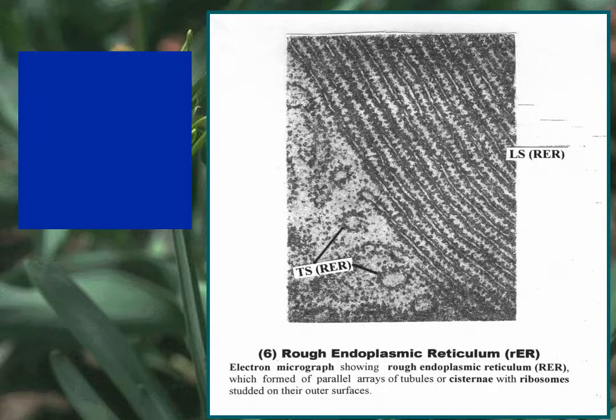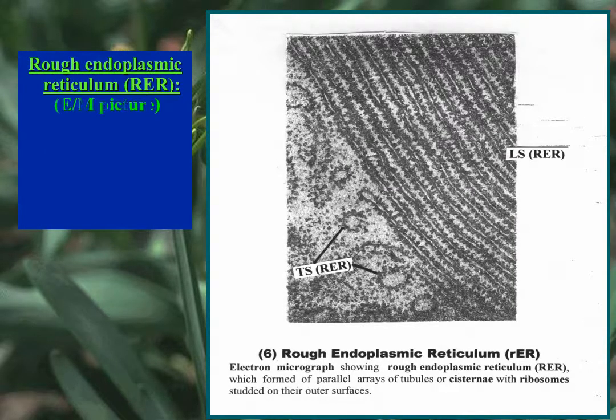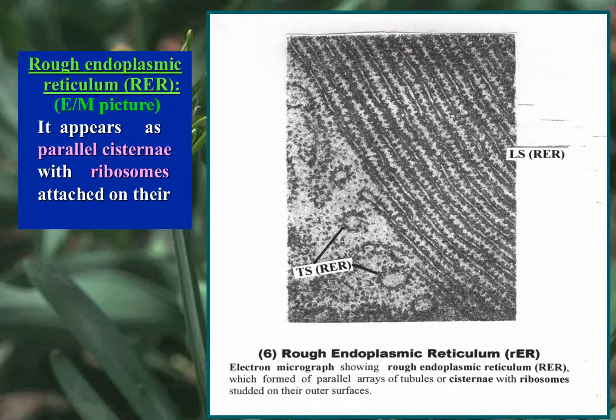Electron micrograph of rough endoplasmic reticulum. It appears as parallel cisternae with ribosomes attached to their outer surfaces in longitudinal section profiles and as circles studded with ribosomes in transverse section profiles.